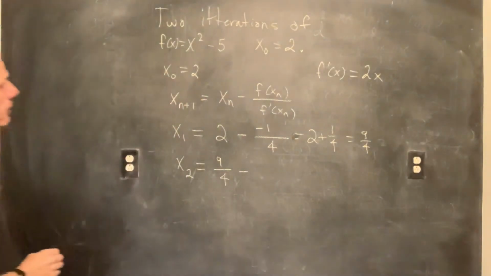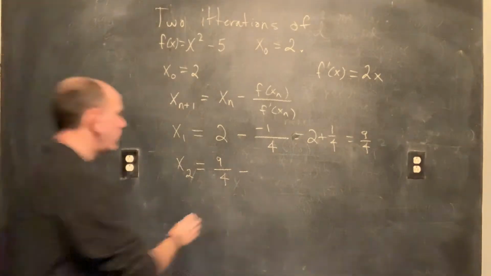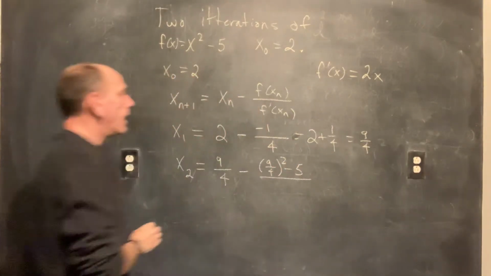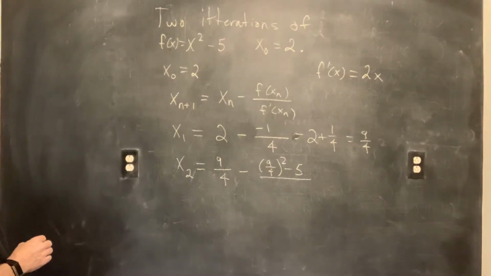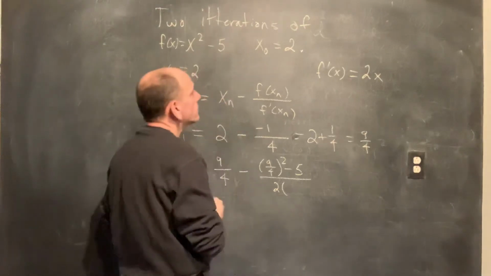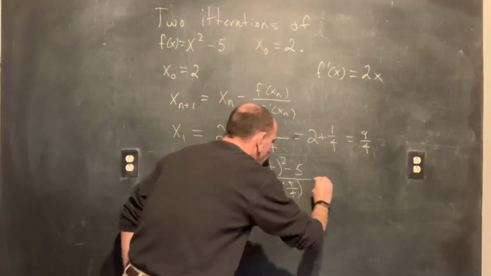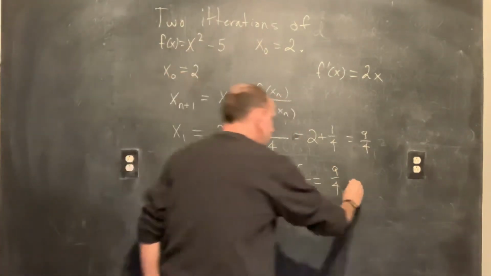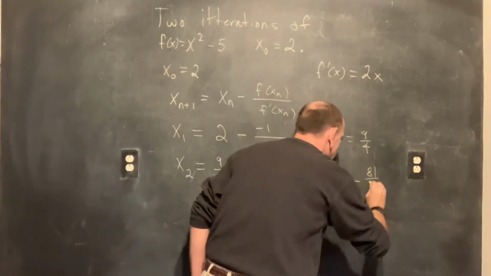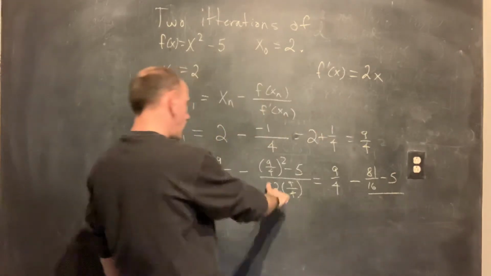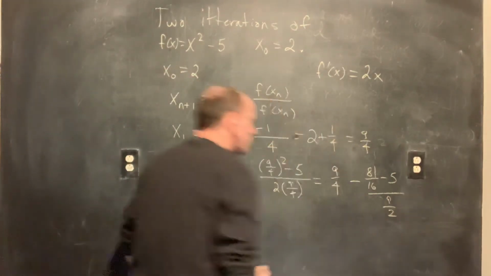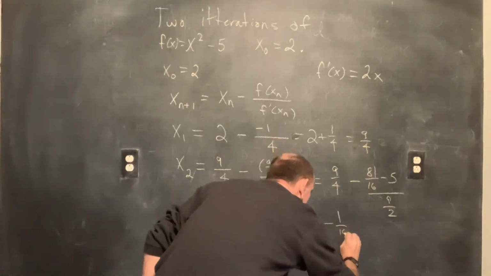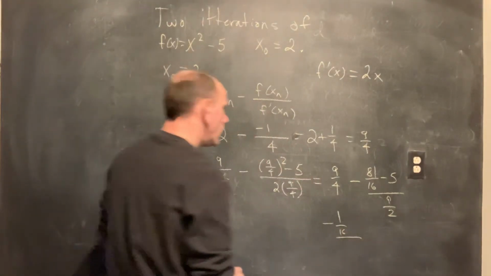Minus, I need to evaluate my function at that, so that would be (9/4) squared minus 5, divided by, and I need to evaluate my derivative there, 2 times 9/4. Okay, that's 9/4 minus 81/16 minus 5 over, this would be 9/2. Let's see, 80/16, so that's minus 1/16 over 9 halves.